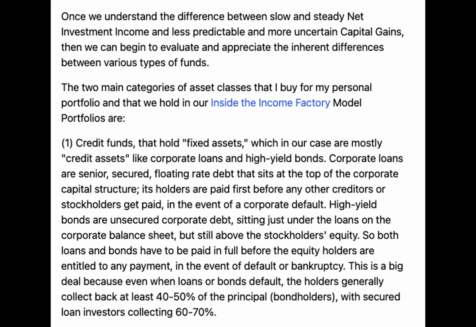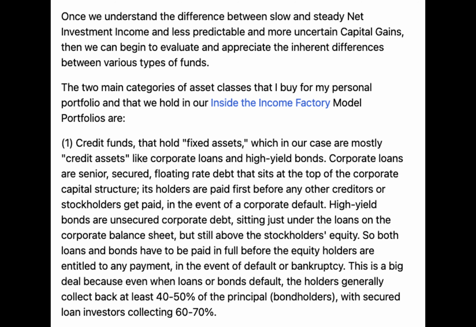bonds. Corporate loans are senior, secured, floating rate debt that sits at the top of the corporate capital structure. Its holders are paid first before any other creditors or stockholders get paid in the event of a corporate default. High yield bonds are unsecured corporate debt, sitting just under the loans on the corporate balance sheet, but still above the stockholders, equity. So both loans and bonds have to be paid in full before the equity holders are entitled to any payment in the event of default or bankruptcy.